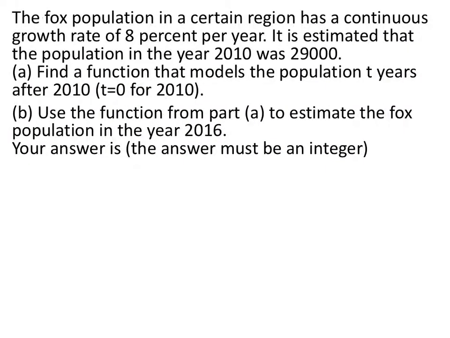The fox population in a certain region has a continuous growth rate of 8% per year. It is estimated that the population in the year 2010 was 29,000 foxes in that region, of course. So let's look at the formula again. So this is population. The future population based on the time will equal the initial population multiplied by e to the power of the rate multiplied by the time.